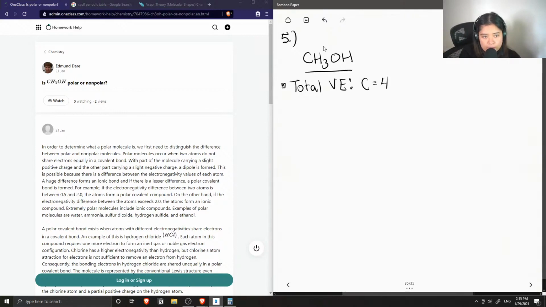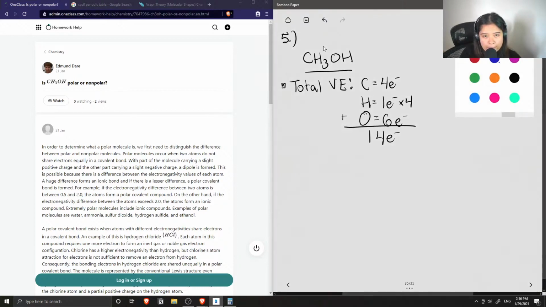So for carbon, there's 4 valence electrons. For hydrogen, there's only 1. We multiply this by 4. And for oxygen, there are 6. So this gives us a total of 14 valence electrons.